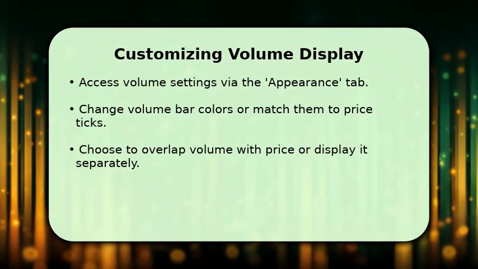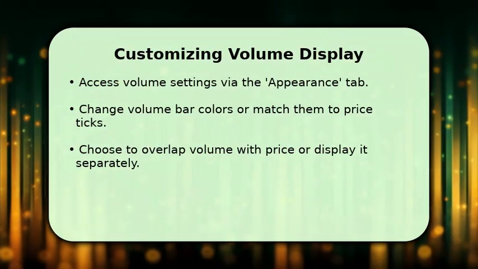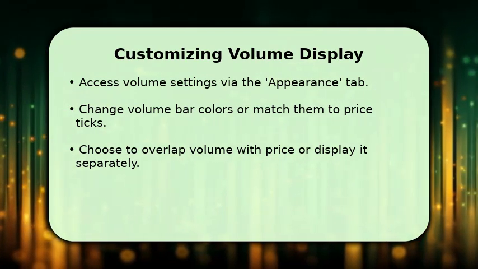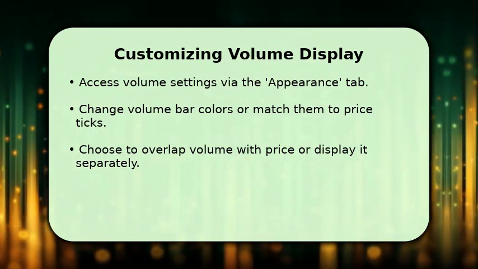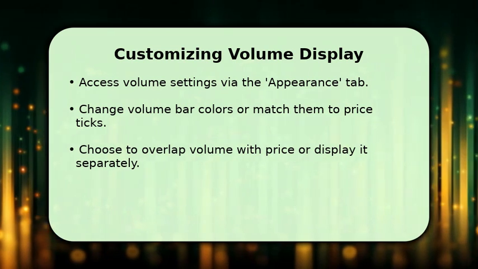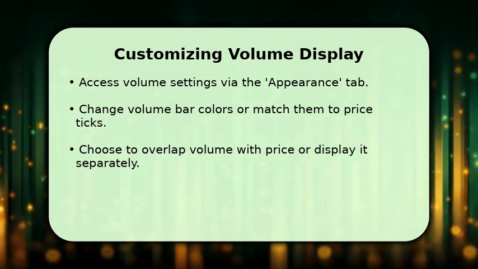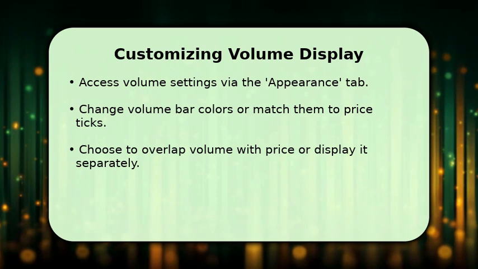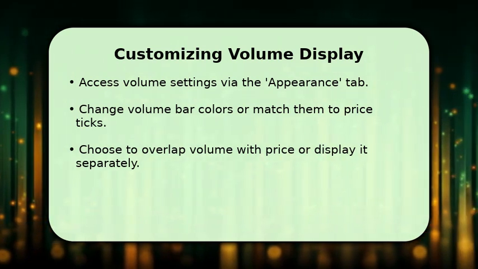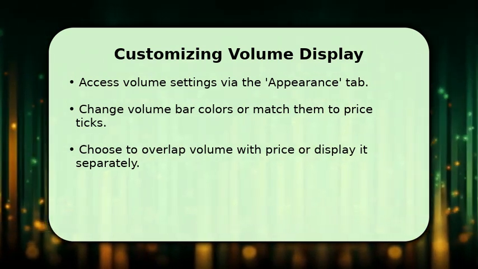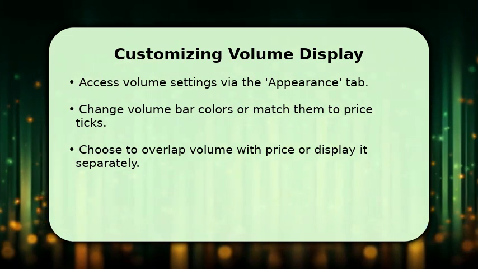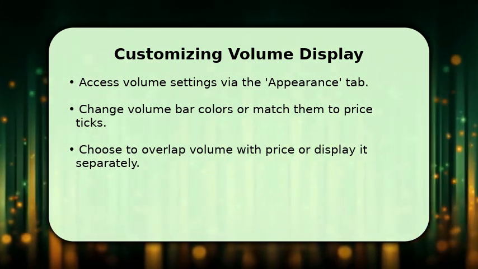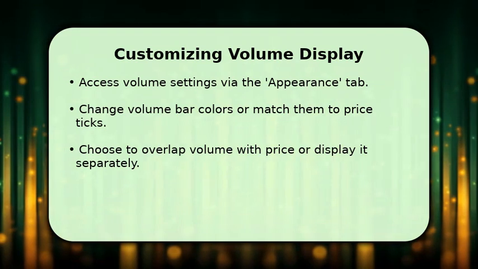Once volume is on your chart, you can customize its look. Go back to Chart Settings and select the Appearance tab. Here, you can change the color of the volume bars or set them to match your candlestick colors. You also have the option to overlap the volume directly onto the price chart or keep it in a separate subgraph below, depending on your preference.